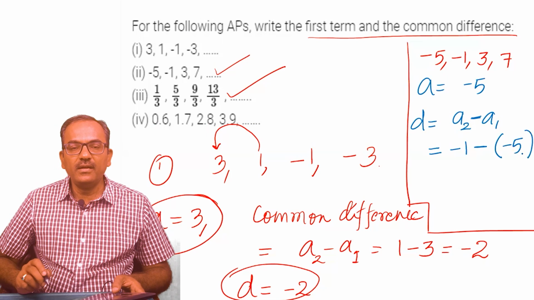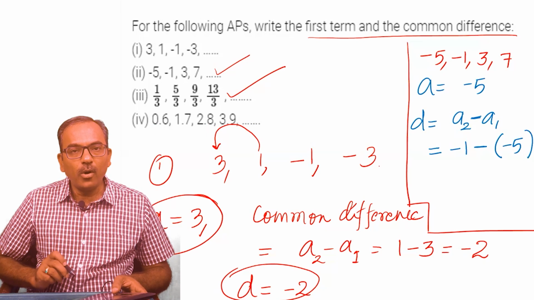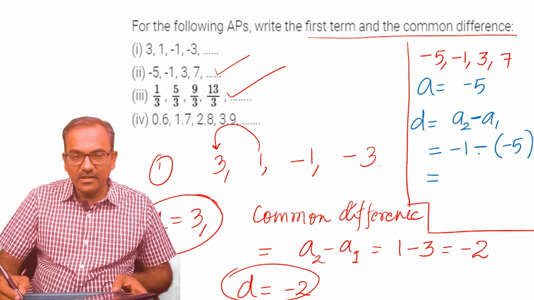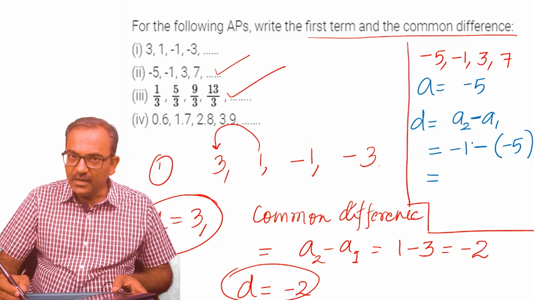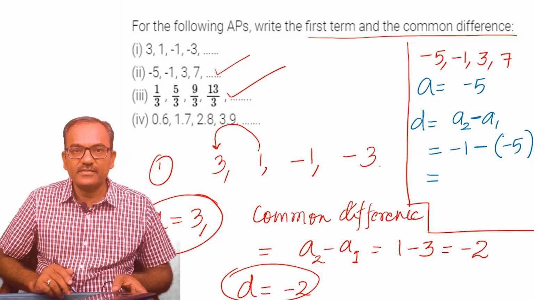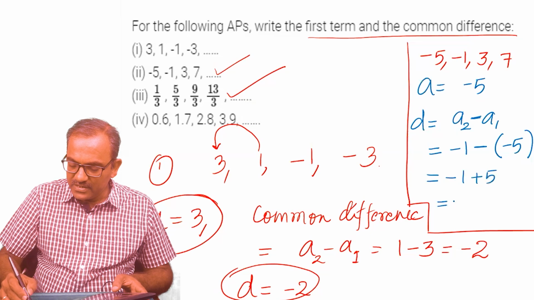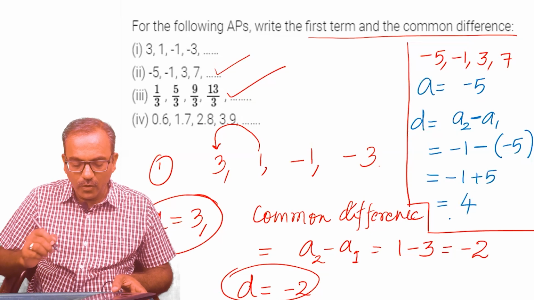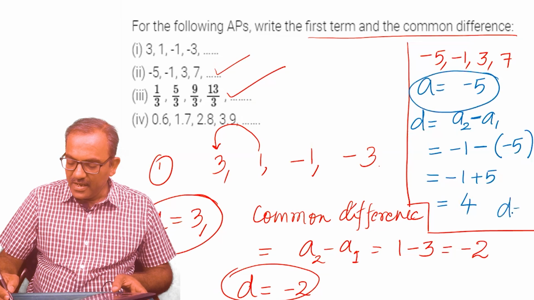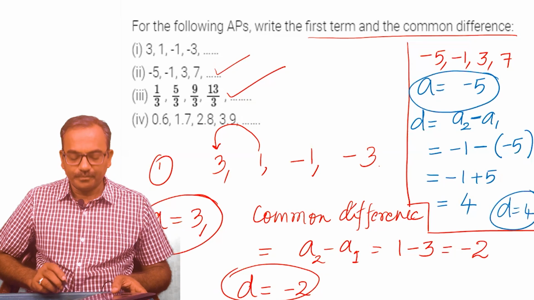Dear children, be careful in solving the problems of this type. I have chosen this particular problem because while writing this minus, students tend to omit one minus. Therefore, it is minus 1 plus 5, which is equal to 5 minus 1, that is 4. So A is equal to minus 5 and D is equal to 4 is the solution for this particular problem.